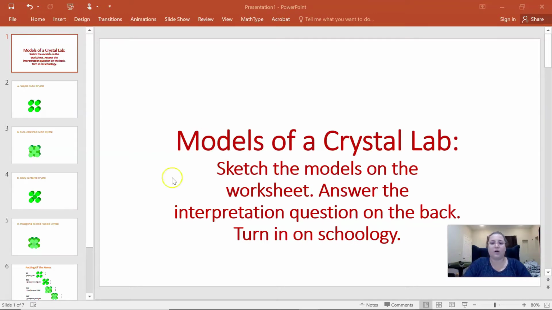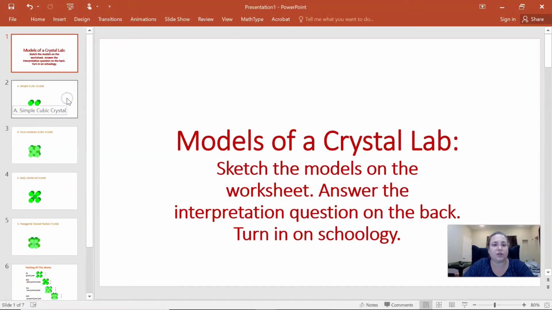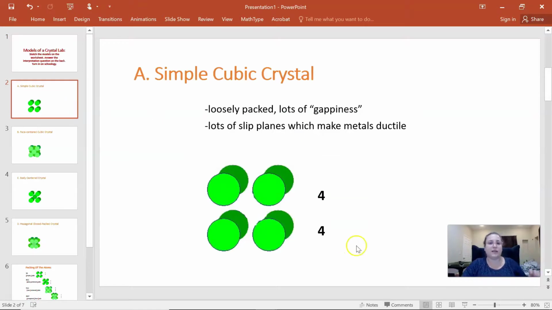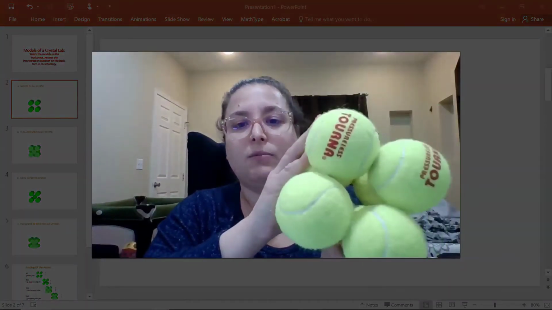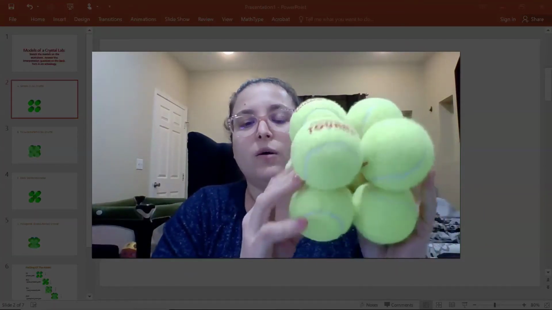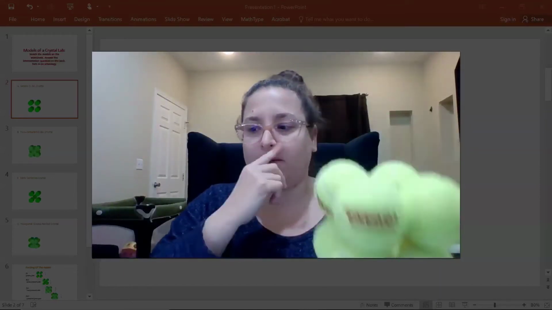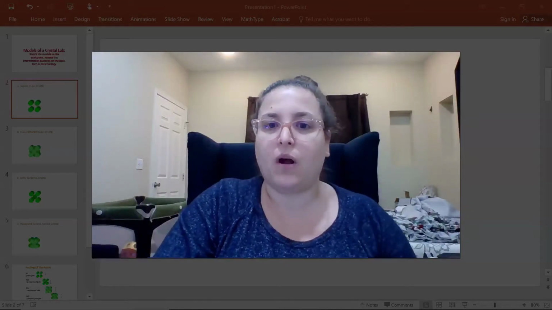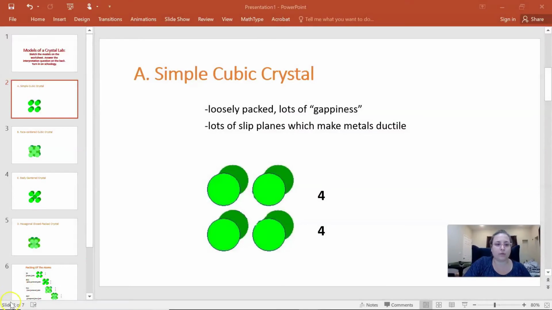All right. So the first model that you're going to be looking at is the simple cubic model. Here is the example of the simple cubic model, and I will pop back up. See? So here is the simple cubic model, and each of the tennis balls represents an atom. In this crystal, we have 4 atoms on top of 4 atoms. So if I were to draw that, I will show you how I will draw it.